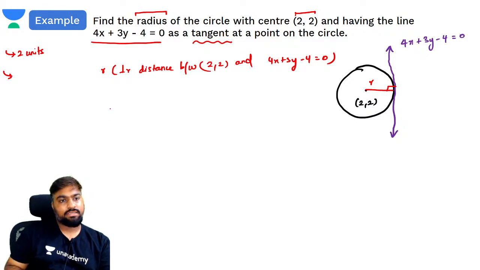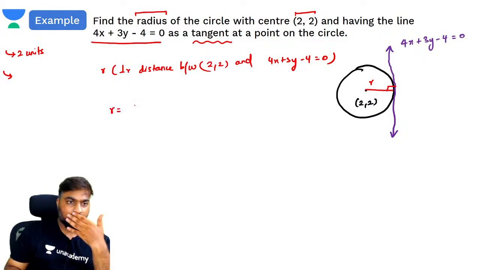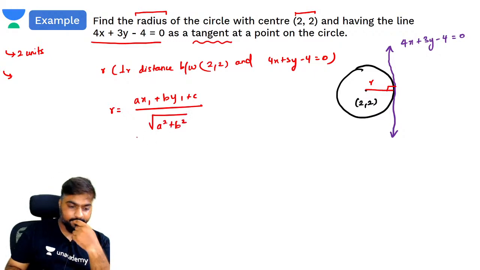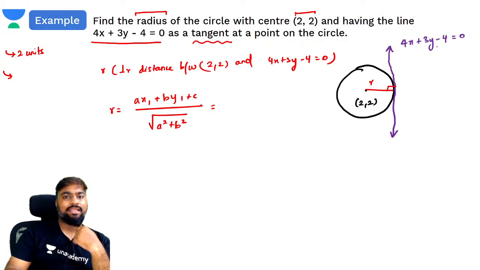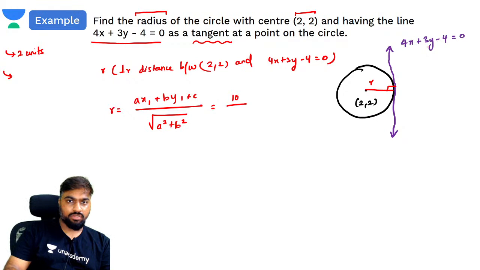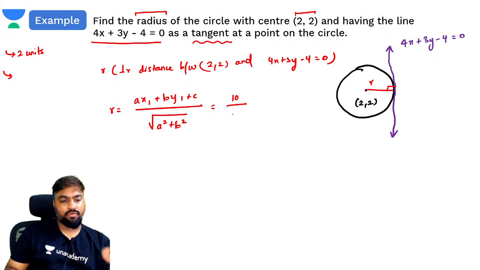So r is given as what? R is given as ax1 plus by1 plus c divided by whole root a square plus b square. Yes, तो इसमें directly plug in करो. 2, 2 को इसमें plug in करो. What will happen? You'll get 8 plus 6 14, 14 minus 4 10. So this is 10 divided by 4 square plus 3 square. We know 3 is to 4 is to 5. So this will be 5. Ultimately you get 2 units.